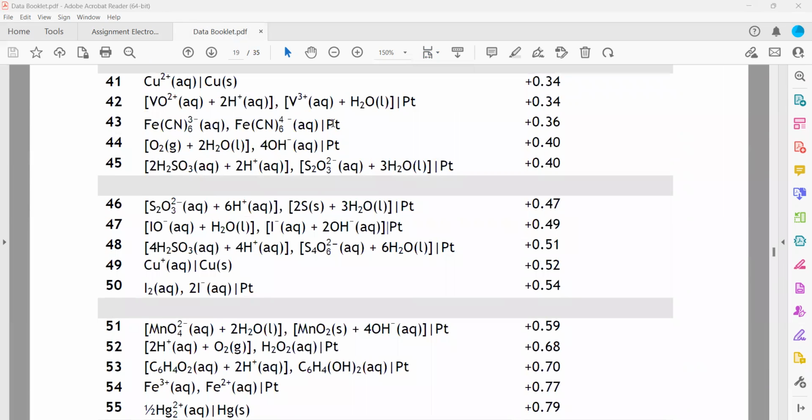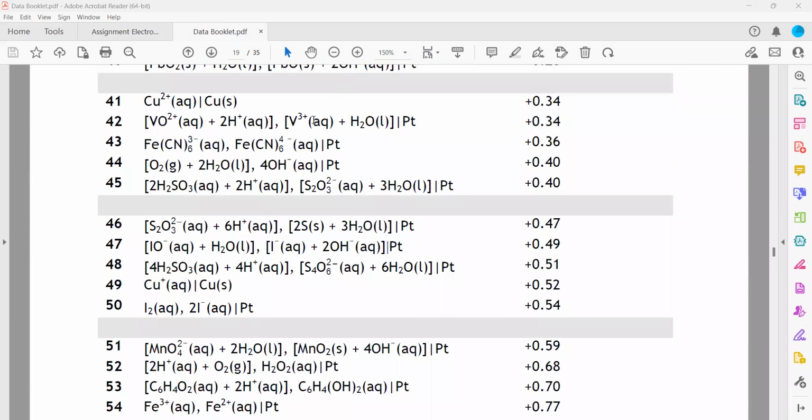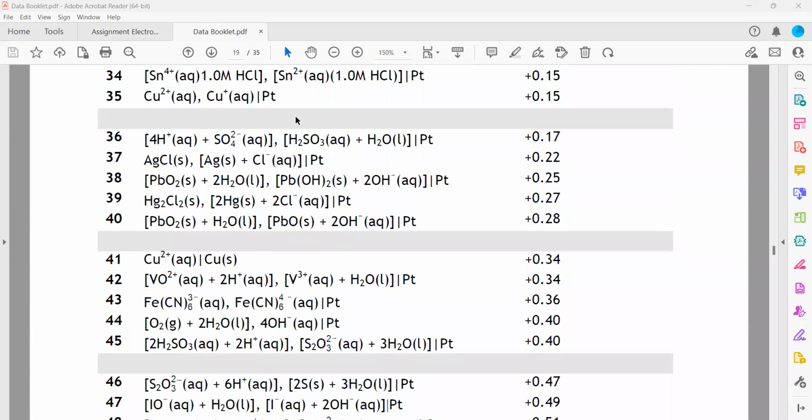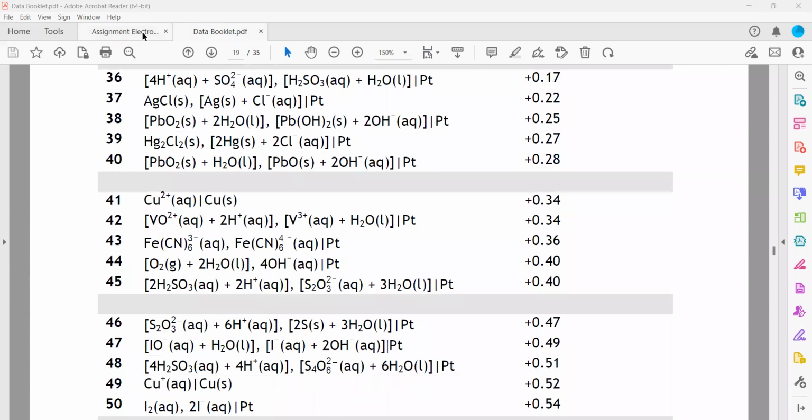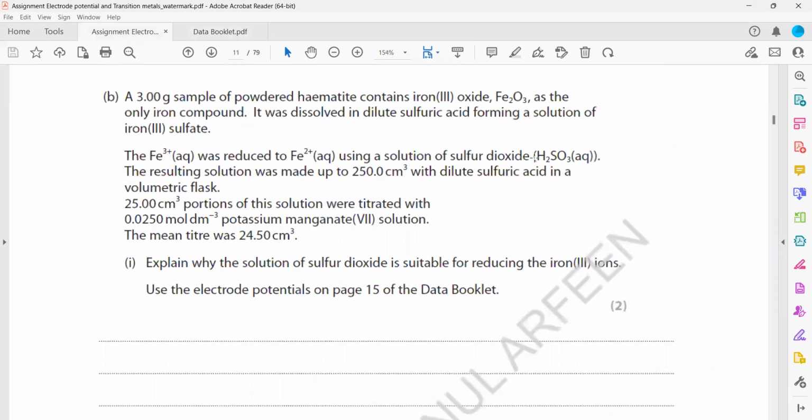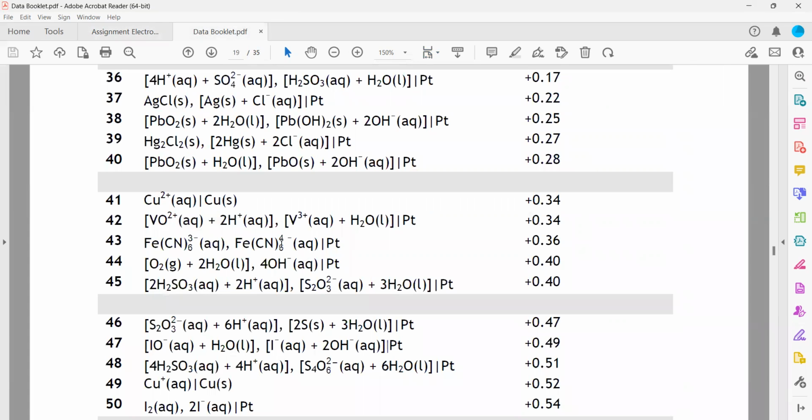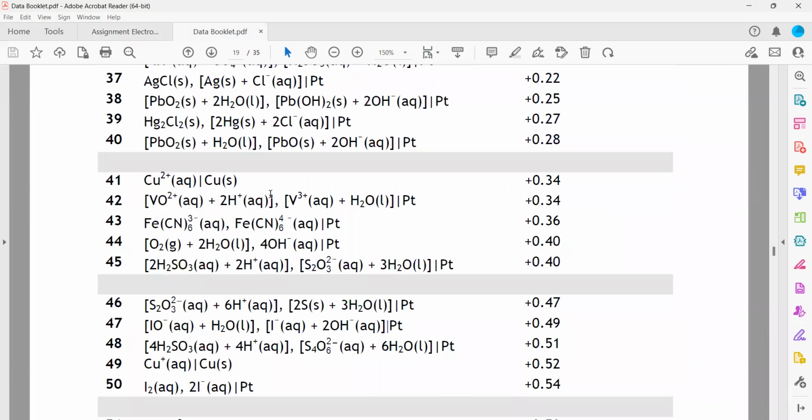So this one, we have 0.44, because this acid was used here. As you can see, H2SO3, sulfur dioxide aqueous, which is H2SO3. So H2SO3, that is 0.44.